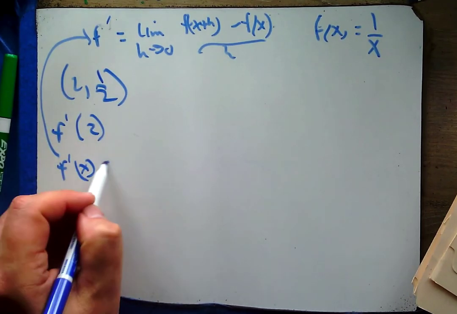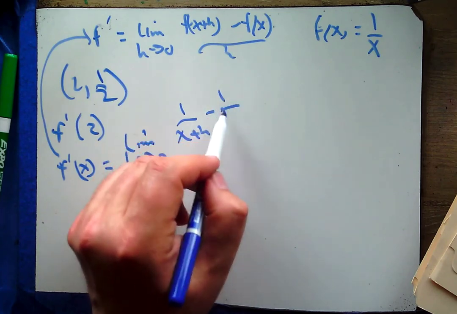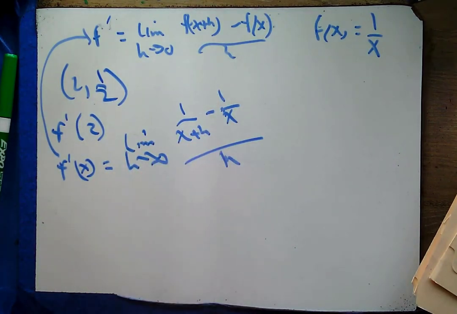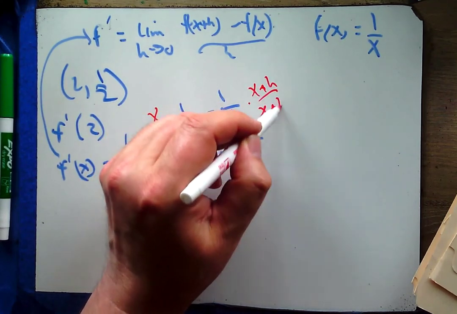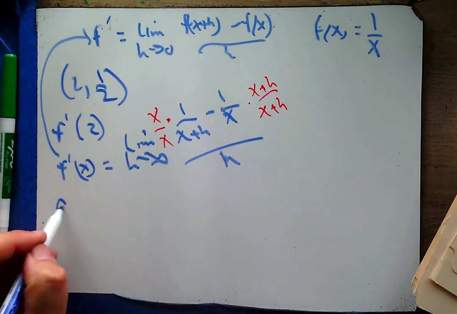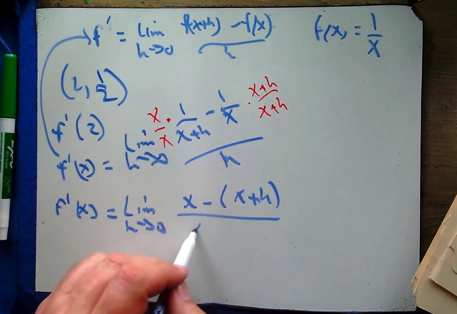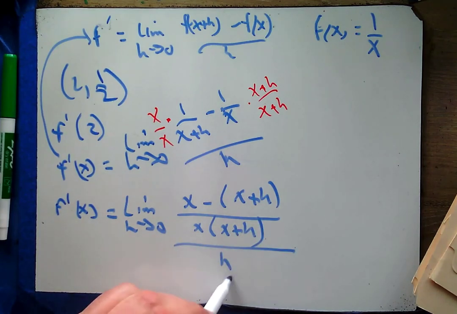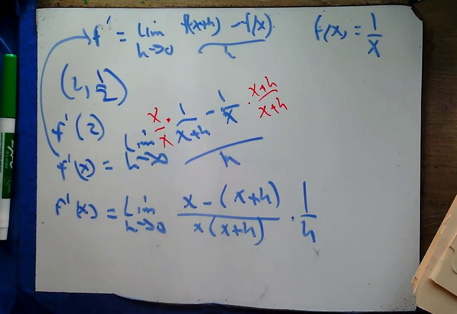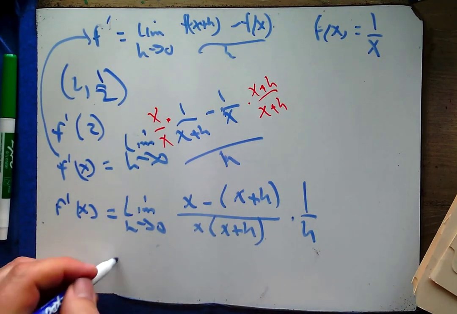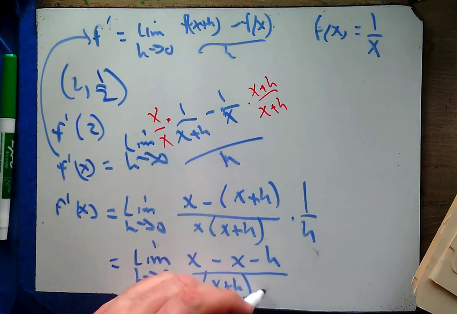So f prime of x will be the limit as h goes to 0 of 1 over x plus h minus 1 over x, all over h. On the top, I'm going to make a common denominator: x minus (x plus h) over x times (x plus h). And so now my limit is the limit as h goes to 0 of that numerator over h over 1. Rather than do this, I'm going to multiply, so I'm going to times 1 over h. All right, well, what do you notice up top? So we're going to have the limit as h goes to 0 of x minus (x plus h), over x times (x plus h), times h.